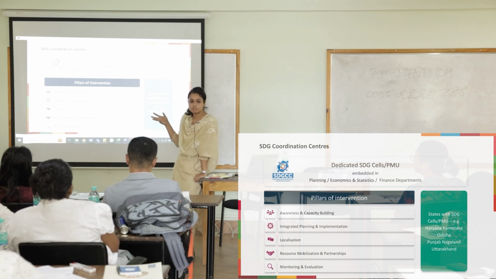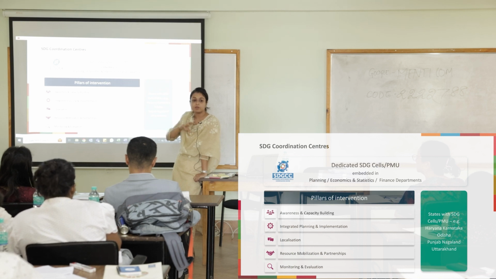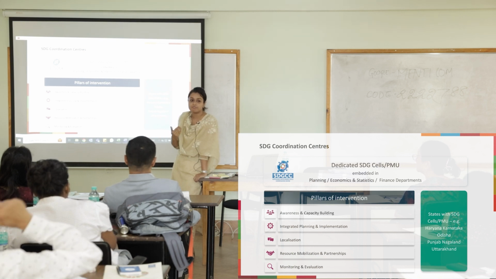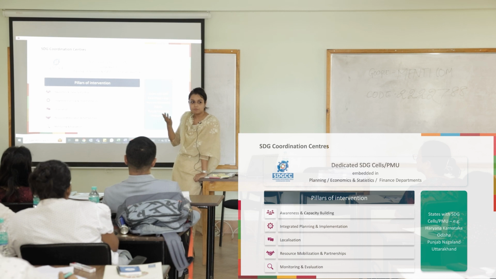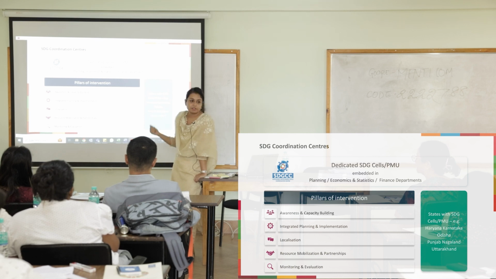Then resource mobilization partnerships. For example, Karnataka has developed a platform to harness CSR resources, because there is a huge financing gap when we try to implement SDGs on the ground, and we need additional funding. And since Karnataka is the IT hub, they were able to garner a lot of CSR funding, especially during the COVID pandemic. And then monitoring and evaluation.